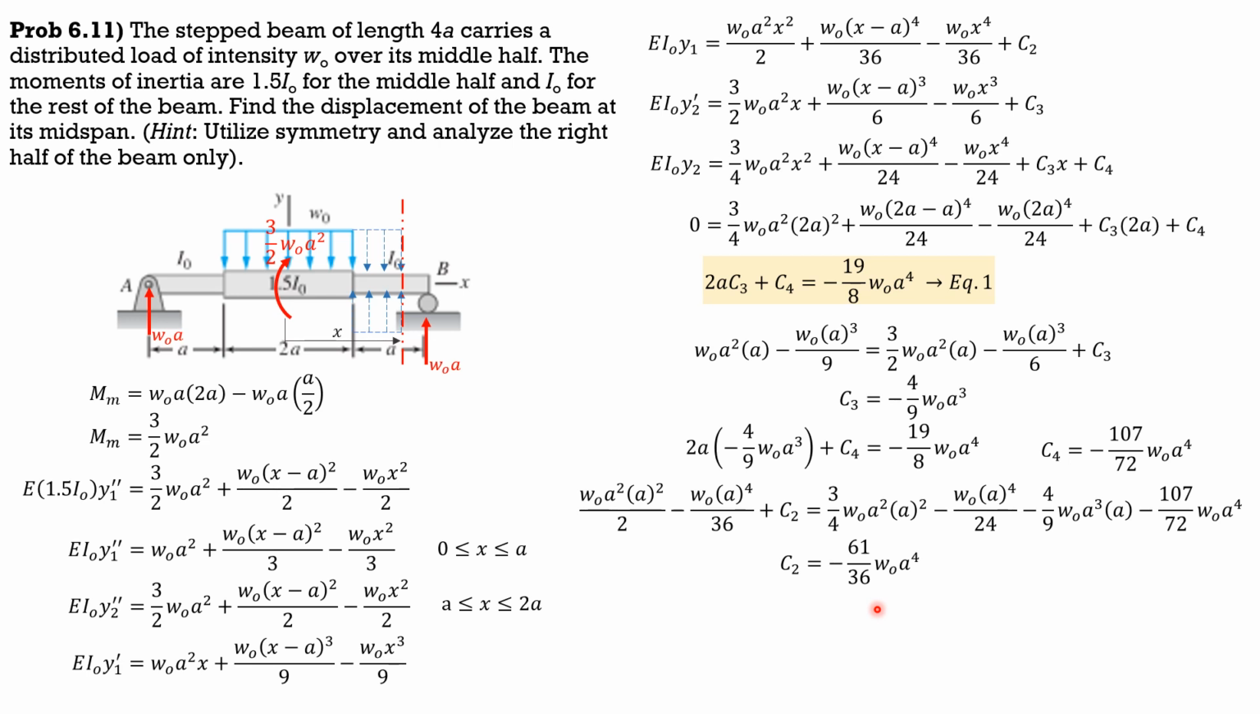Now, as I said, the maximum deflection occurs when x is a at the midspan, and that is for this equation here. We just set x is 0, so this is 0. This is ignored because the quantity inside the parenthesis is negative, and this is also 0. So EI y1 or y max or delta max is C sub 2. Therefore, we just divide this by EI rather. So EI delta max is equal to negative 61 over 36 w0 a to the fourth. Finally, delta at midspan is negative 61 w0 a to the fourth over 36 EI.